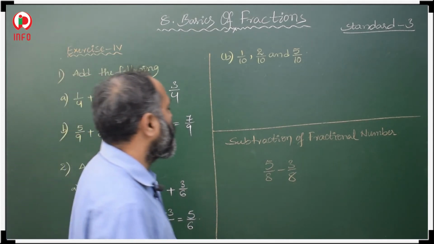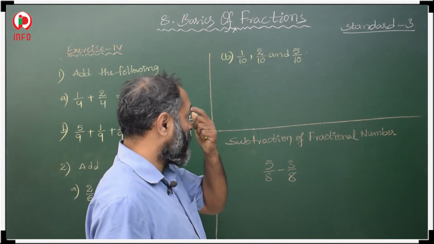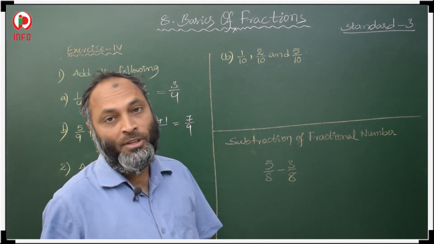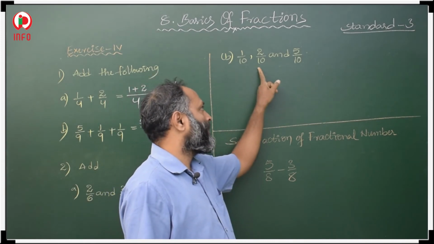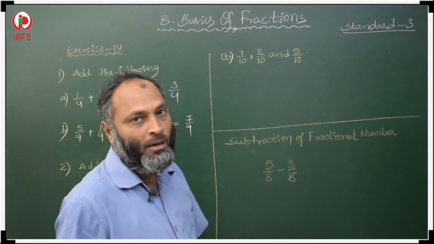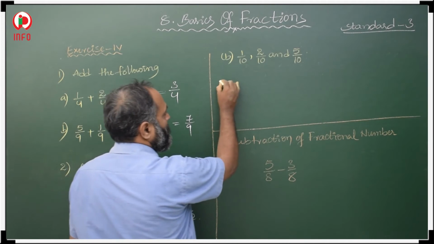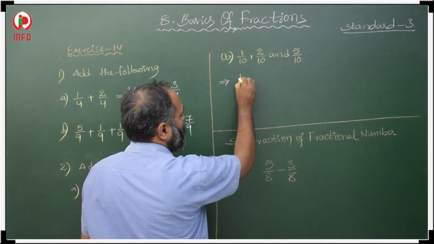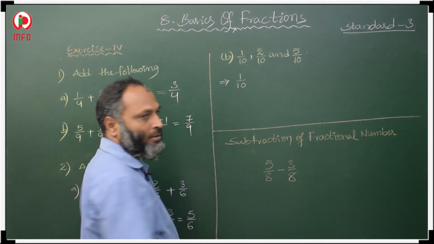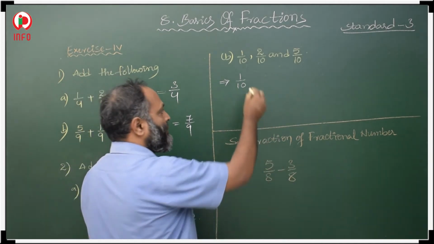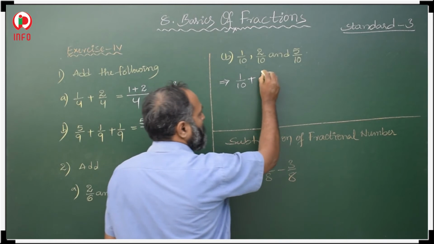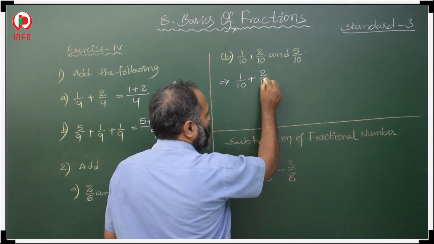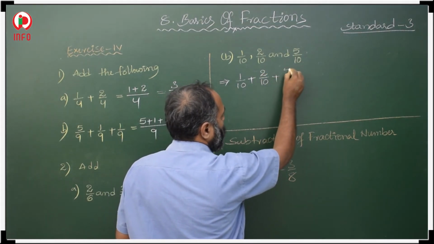In the next, 1 by 10, 2 by 10 and 5 by 10. These three fractions we have to add. Then how to add all these three fractions? First we have to write the first fraction 1 by 10. This is the addition, so we have to use the plus sign, then the second fraction 2 by 10, plus, the third fraction 5 by 10.